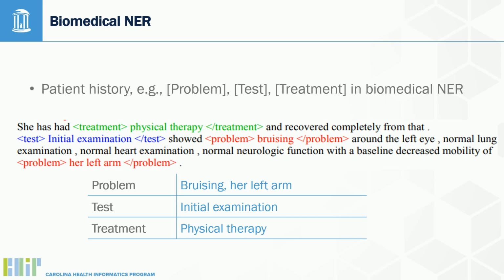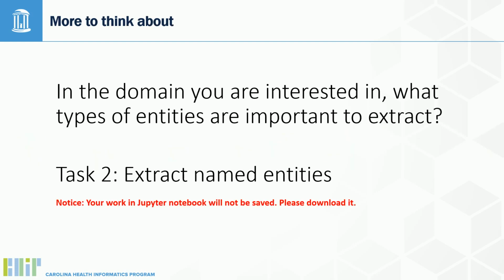There are many biomedical entity recognition tools available for us. You can check them out in the appendix of these slides. Okay, in this part we talked briefly about named entity recognition and its practical uses. Considering the topic you are interested in, think about what types of entities are important to extract. In Jupyter Notebook, you will extract the named entities using spaCy.